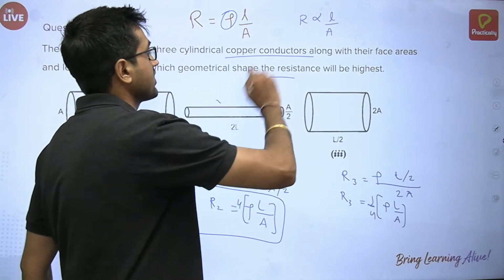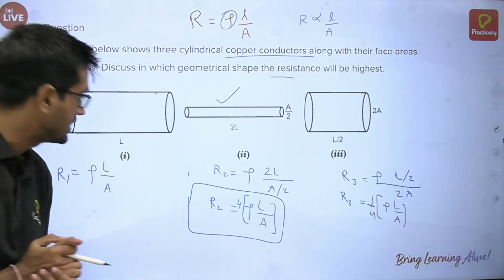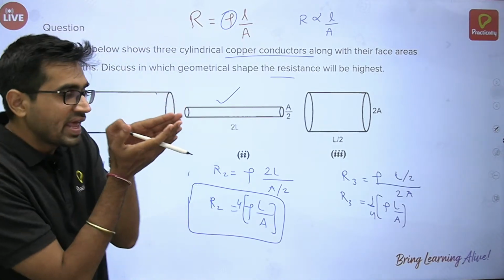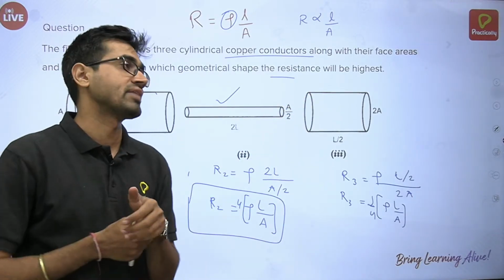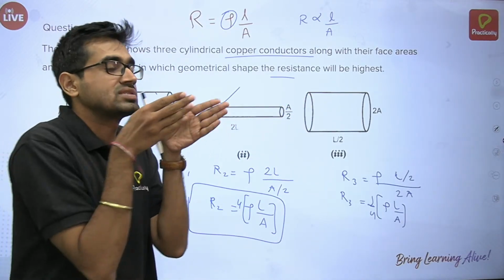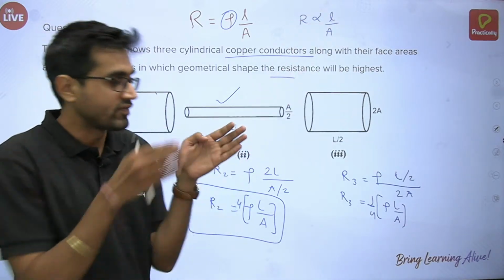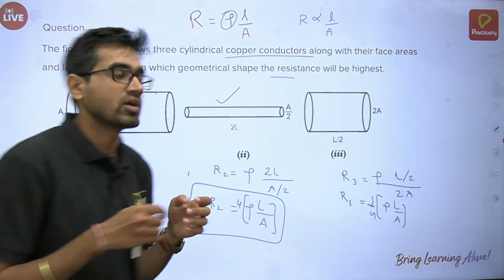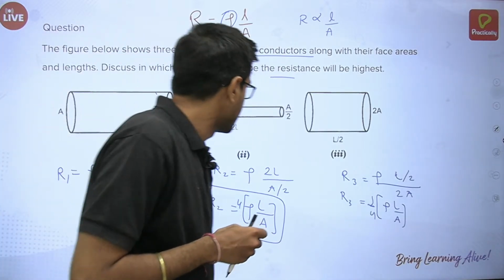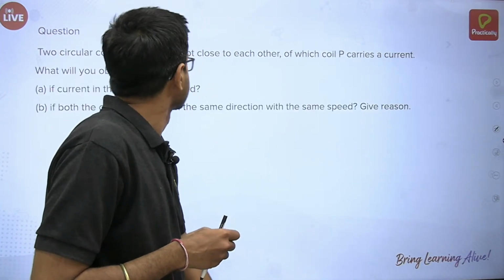Which geometrical shape will have the resistance highest? In the second shape. Because the length is very large and the area is small. It's like a very thin, very slim street. Very long but very narrow. Narrow street, that's why very slow movement or higher resistance. Let's move to the next one.